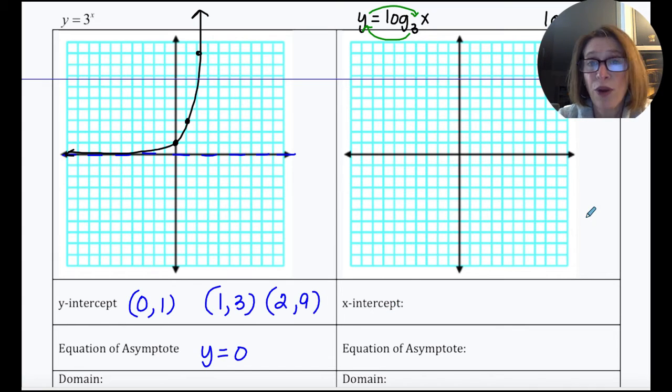If we plugged in 1 for x, we'd have log base 3 of 1, right? So 3 to what power gives me 1? Well, it would be 0, okay?